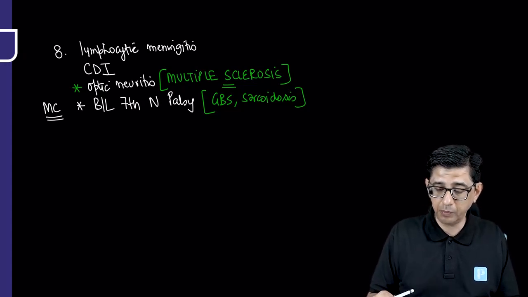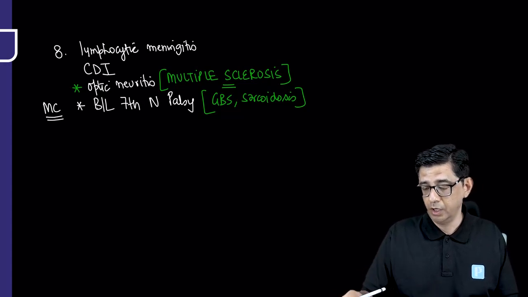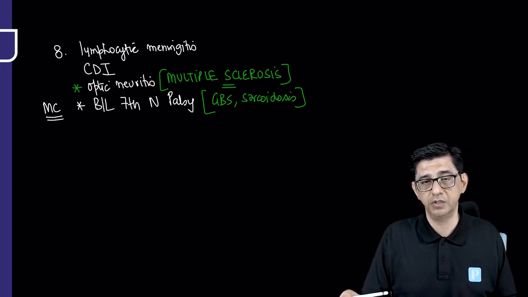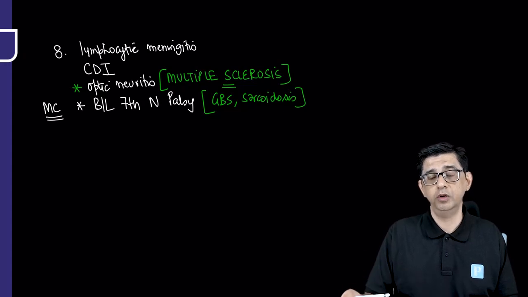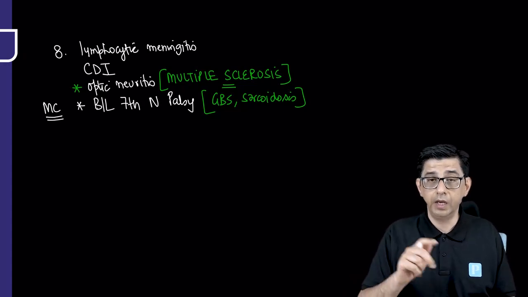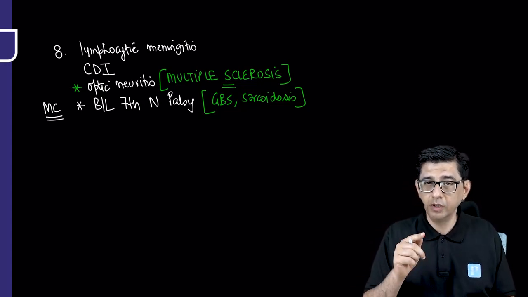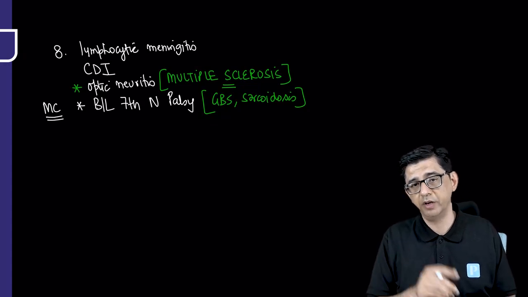So what I'm describing at the moment is a lower motor bilateral seventh nerve palsy in GBS and sarcoidosis, and even in ALS, amyotrophic lateral sclerosis, we could have lower motor involvement of the seventh nerve as well. Agreed, the disease is in the brain, but if the nucleus of the nerve or the nerve is involved, it's a lower motor manifestation.